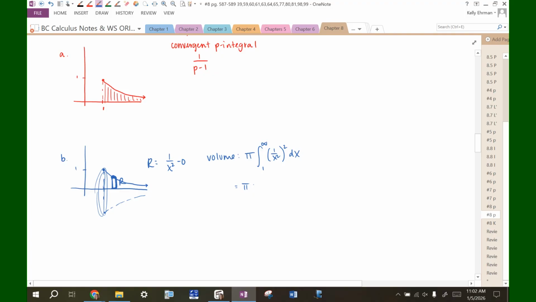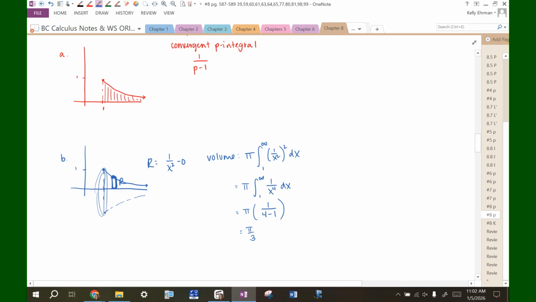And that's pi times the limit as b... Oh, no, wait, I don't have to do all that. Sorry. That's pi times the integral from 1 to infinity of 1 over x to the 4th dx. So this is still a p integral that converges. And I know it converges to 1 over 4 minus 1, so this is 1/3 times pi. So pi over 3 is the volume.